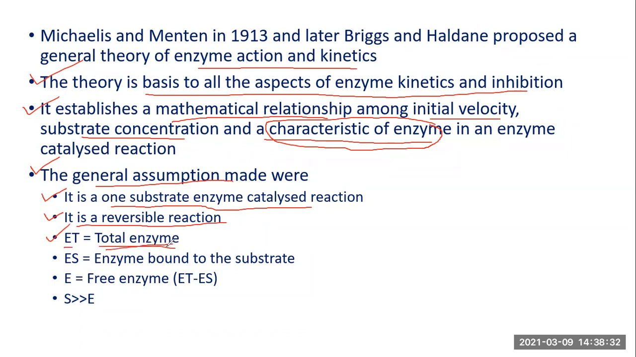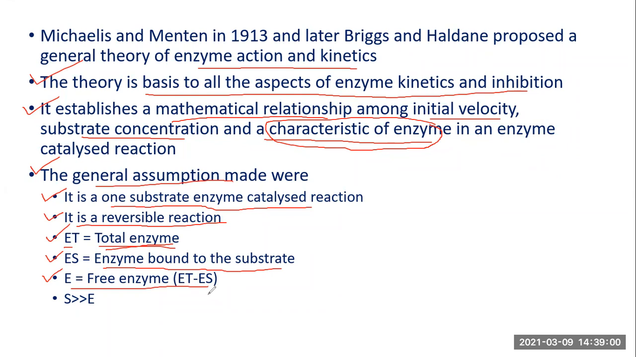ET represents total enzyme concentration in the reaction medium. ES is that component of the enzyme which is bound to the substrate, enzyme bound to the substrate. And E is the free enzyme, and it can be obtained by subtracting ES from ET. If you subtract the enzyme bound to the substrate from the total enzyme, you get the enzyme which is free.